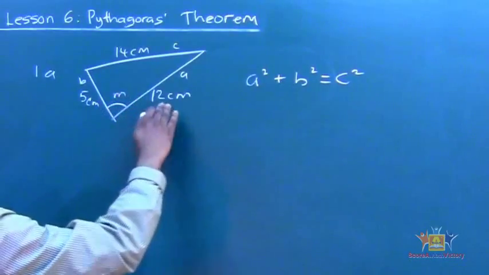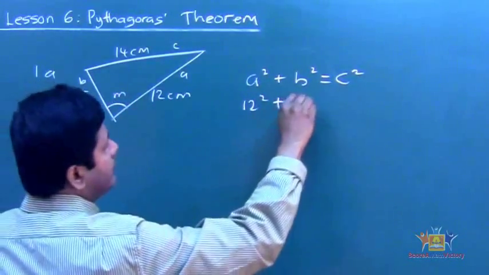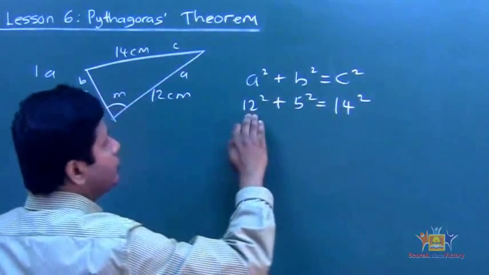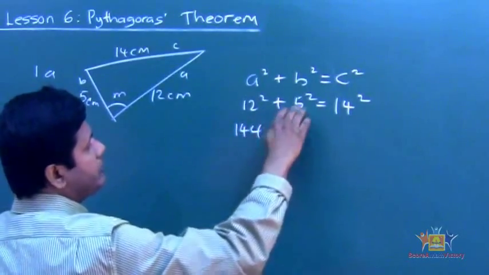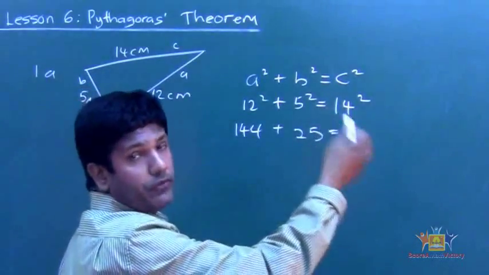So we know A is 12, so we're going to put 12 squared, and B is 5, we're going to put 5 squared, and C is 14 squared. 12 times 12 is 144, because of our times table. 5 times 5 is 25. Now let's do the 14 squared, which is 14 times 14.